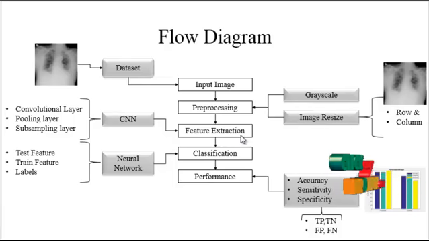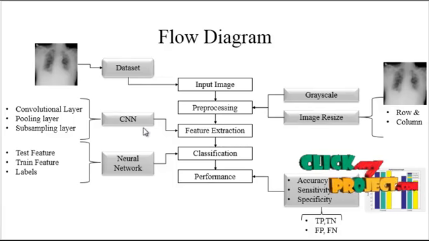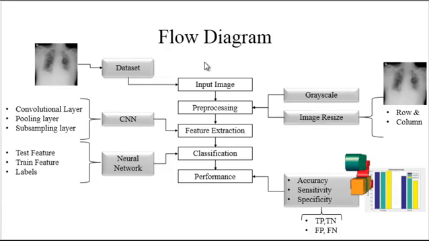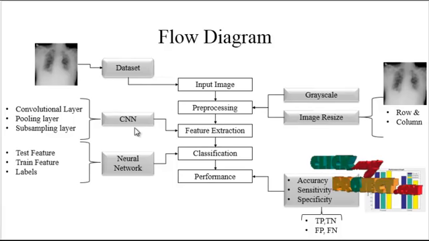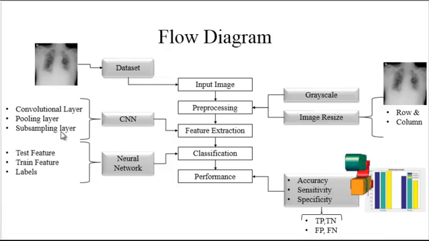After that, the feature extraction will be carried out. In this feature extraction step, we are using the algorithm named CNN, that is the convolutional neural network. Using the convolutional neural network, we extract the feature values from the image. In this step, the output will be in the form of only values. For using the CNN, we are using three kinds of layers, that is the convolutional layer, pooling layer and subsampling layer. By using these three layers, we are extracting the features.